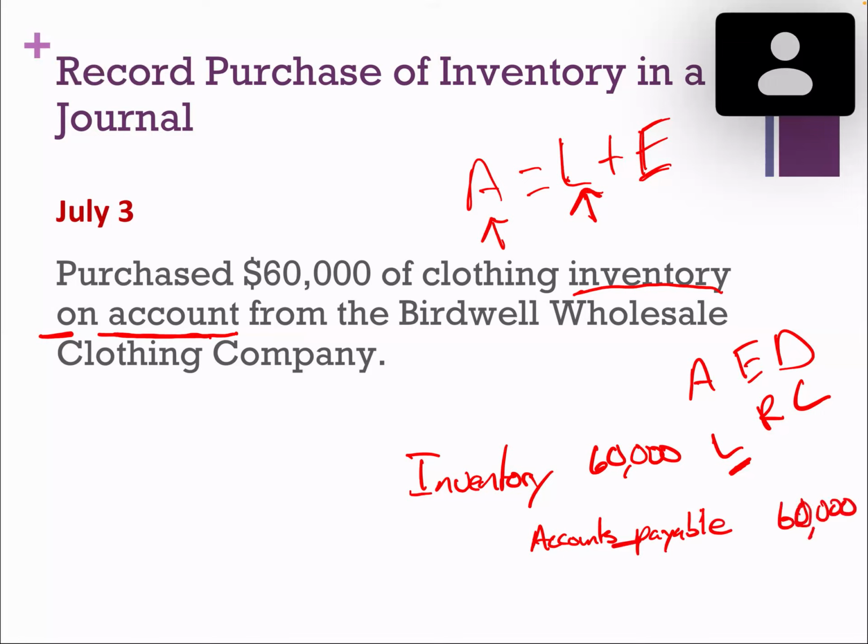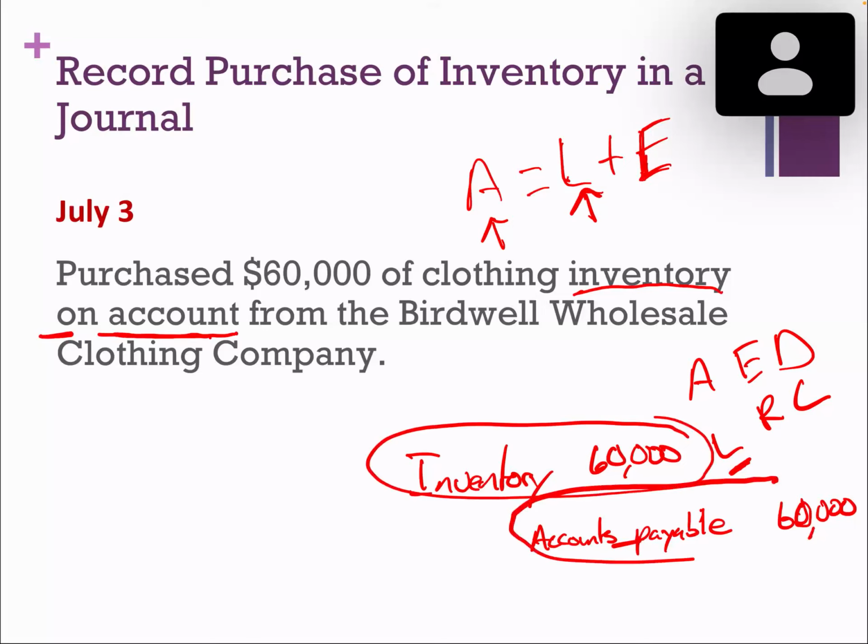Do you see how we didn't record an expense? You might think like, oh, we bought inventory. That's an expense. No, because we didn't consume the inventory. Okay, we didn't use it up. We didn't sell it. We just increased an asset, a resource for the company, which is inventory. But we did it on account, so we owe that money. Therefore, we also increased a liability. Do you see how the equation still balances? Because you'd have 60,000 on this side and 60,000 on this side.